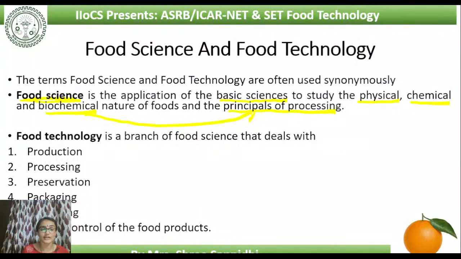So to commercialize, what should we do? So we have to produce one product, right? So in that we have to do the production. In production we will be designing a product, designing a product and a process method, and then we will be processing that particular product, and then we have to find the preservation method.